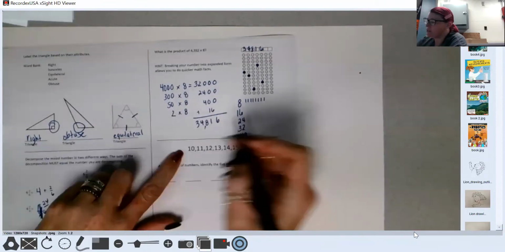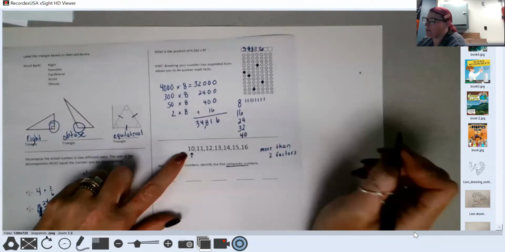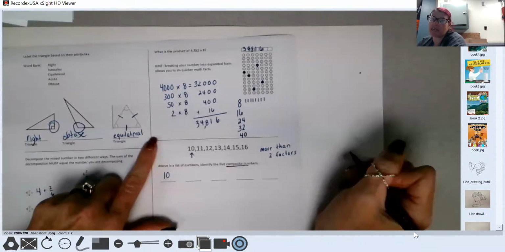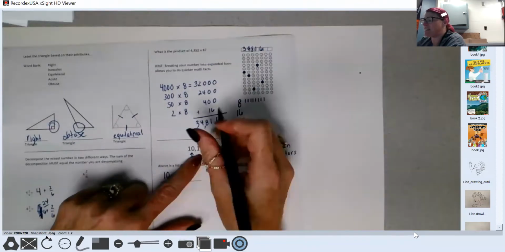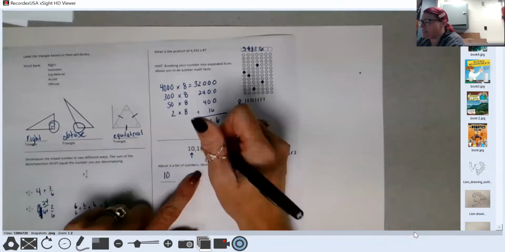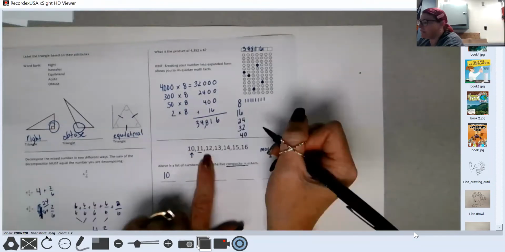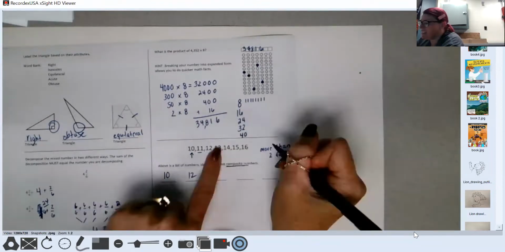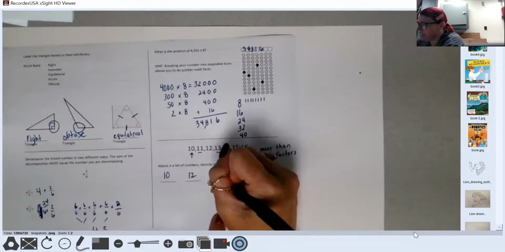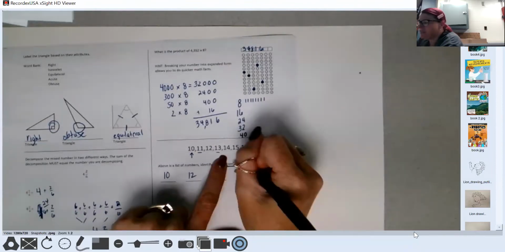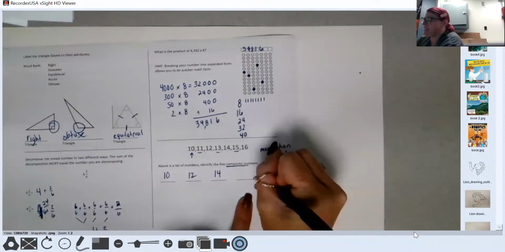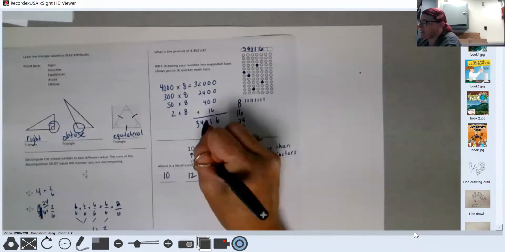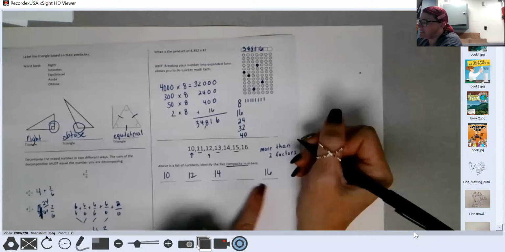All right, so 10, it's an even number. I know it has more than 2 factors because it has 1 and 10 and 2 and 5. 11, that's an odd number, so I'm going to save that one. 12, even, definitely. 13 is odd, I'm going to save that one. 14 is even, definitely. 15 is an odd number, and 16 is definitely even. So I know that I've got 10, 12, 14, and 16.